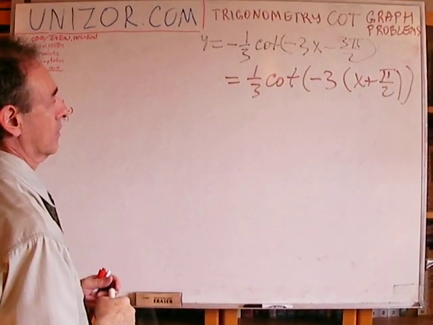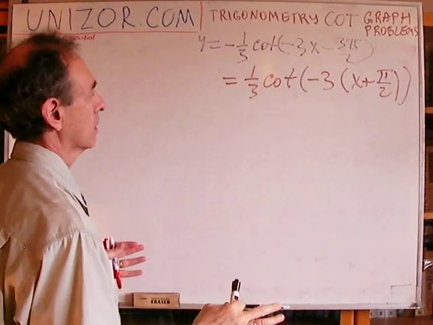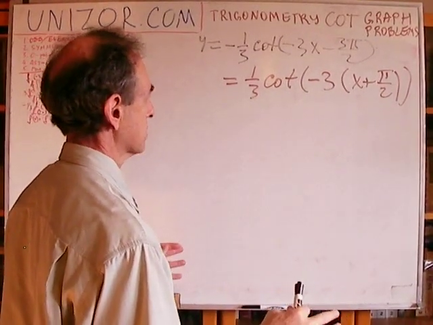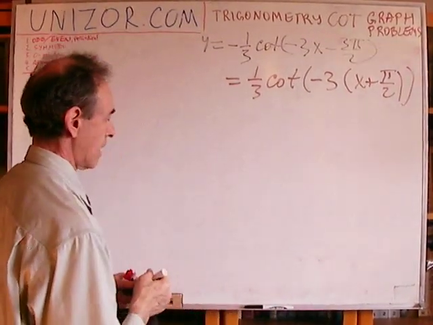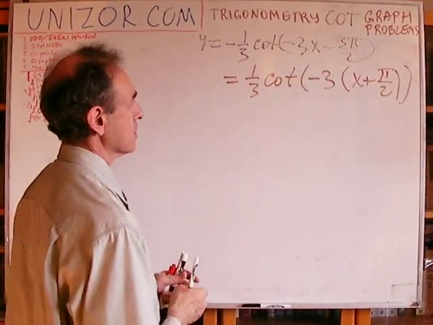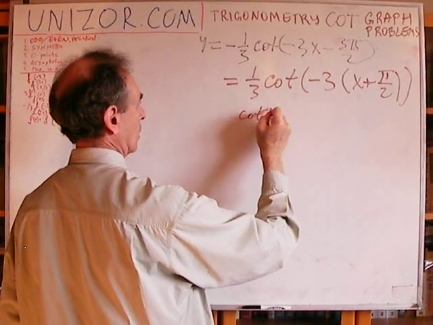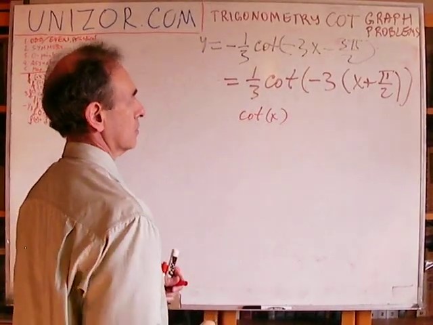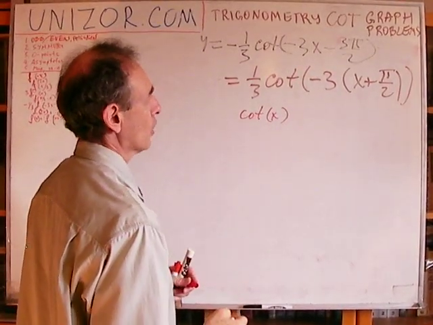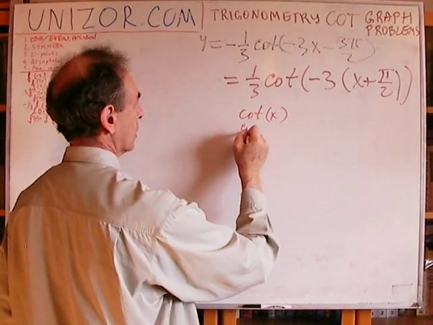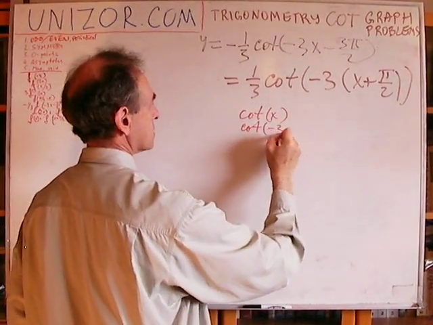So what are the steps? Well, the steps are like this. First, we will do cotangent of x. That's the original, right? From this, we will do cotangent of minus 3x.